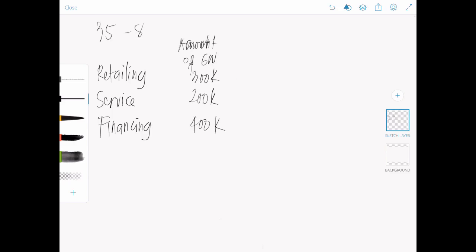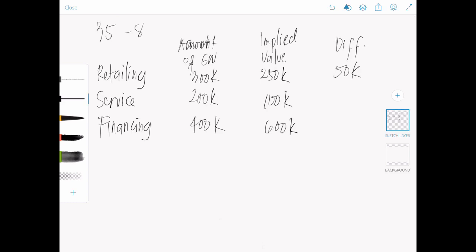So the entity computed the implied value of the goodwill of the 3 major units at year end. So this is now the implied value. When we say implied value, it is the value of our goodwill at the end of the year. So for the retailing we have 250,000, for the service we have 100,000, and for the financing we have 600,000. So let's just get the difference.